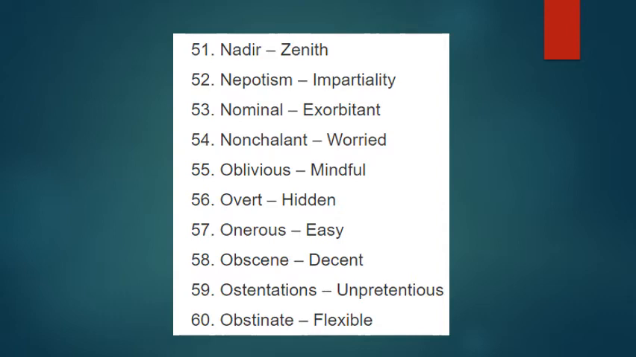Nonchalant, worried. Nonchalant: calm, relaxed, unconcerned, not worried at all. Oblivious: unaware, mindful. Oblivious means unaware, unconcerned, but mindful, taking interest in that. Overt, hidden. Overt is what is shown very openly, plain.